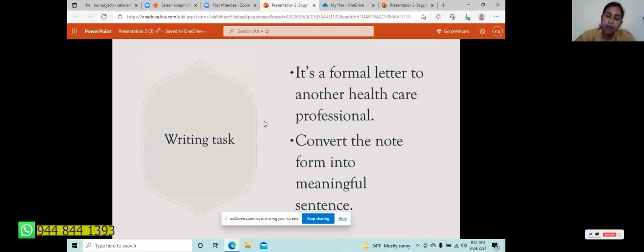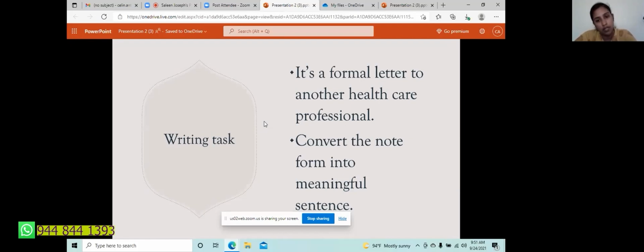And just remember, when you are writing a letter, think that it is a formal letter to another healthcare professional. So try to avoid using informal words. If you use informal words, you can lose marks. So always try to use formal language. Don't say things like "can you ask" or "can you just check". Those are informal words. Instead, it would be "requested". That is a formal word, so it can be used.